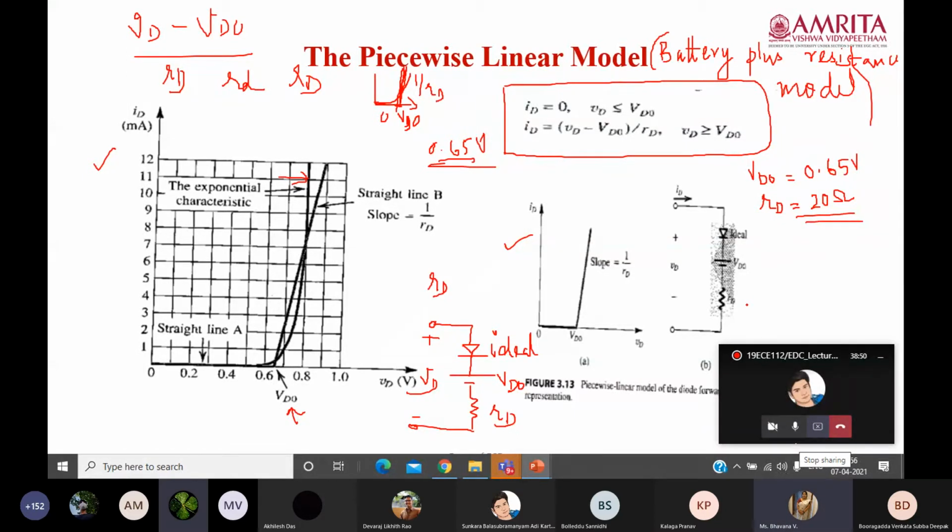And why have we taken VD naught? VD naught is the intercept. It is approximated at this particular intercept value, not at 0.5 or 0.7 volt. So till VD naught, it is 0. So our reference is always here, VD naught, for this particular model. If it is the constant voltage drop model, then your VD naught and VD will be the same. It will be 0.7 volt. Clear? Yes, ma'am.